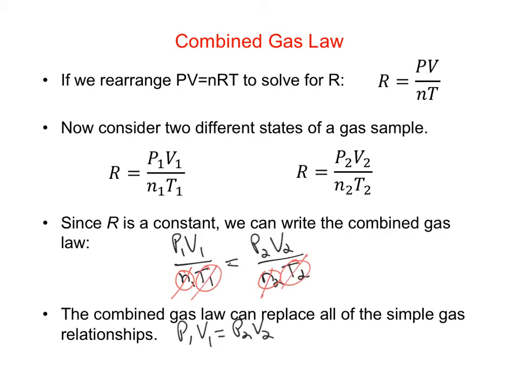And so as long as N and T are constant, the combined gas law simplifies to P1V1 equals P2V2, which is what we would get if you have Boyle's law memorized, which you certainly don't have to. And so you don't need all of the individual simple gas relationships. All you need is the combined gas law, and then we can derive any of those simple gas relationships based on what's changing and what's being kept constant.